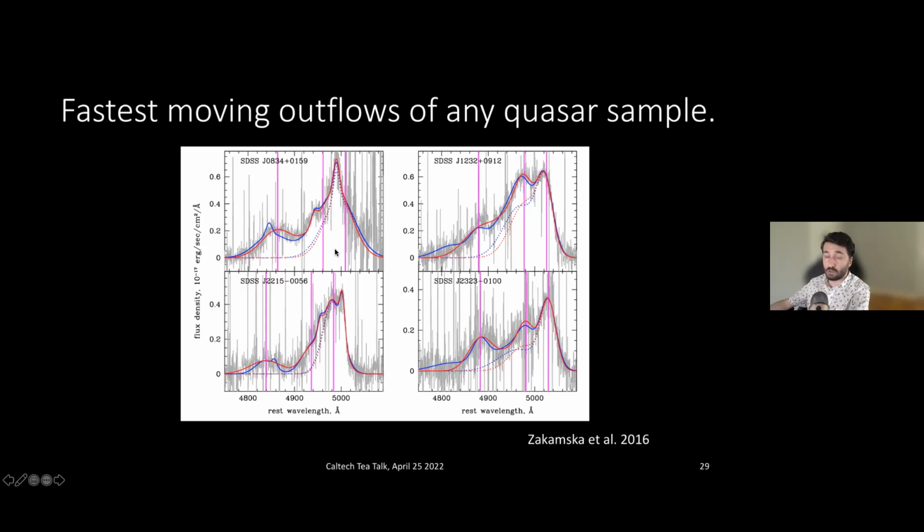And the lines are so broad in these systems that the oxygen III line almost blends together. So these are really high velocity outflows, very disturbed gas in these systems that you don't see in essentially any other quasar sample at low or high redshift.